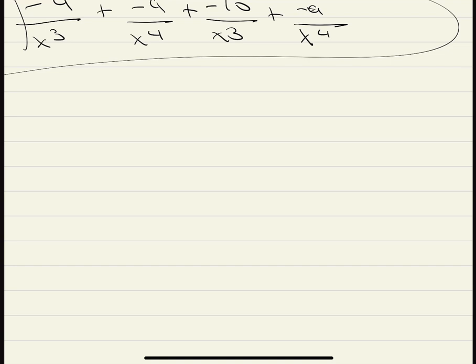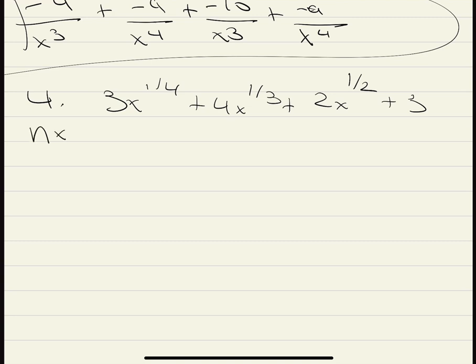Some other things we can work on are fractions. So we have 3x raised to a fourth plus 4x raised to a third plus 2x raised to a half, plus the constant 3. We want to follow our power rule, which once again is the exponent multiplied by the variable raised to the exponent minus 1.